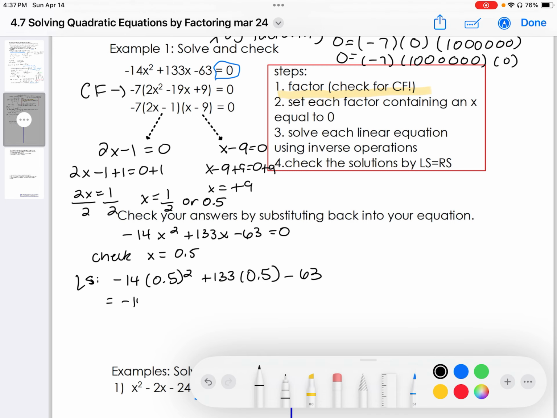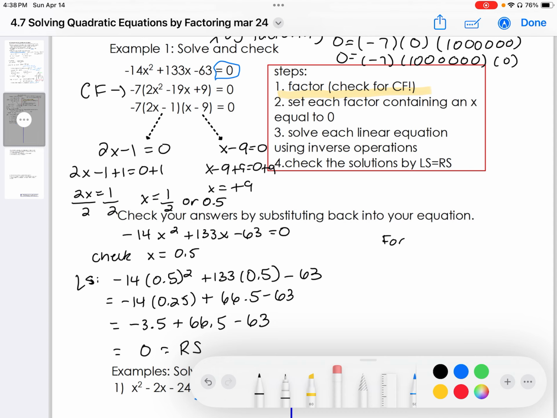You can show all of your work though. 0.5 squared is 0.25. 133 times a half is going to be 66.5. It is not an even number. -14 times 0.25 is -3.5 plus 66.5 minus 63. So when you add those together, you get 0, which is equal to the right side. Fantastic. 9 is a whole number, the other 0.